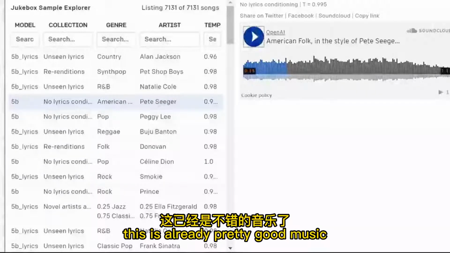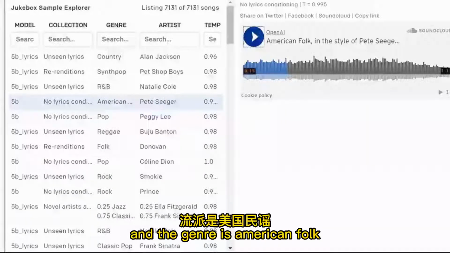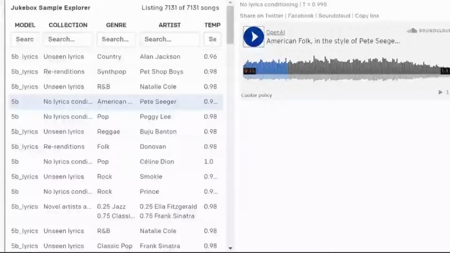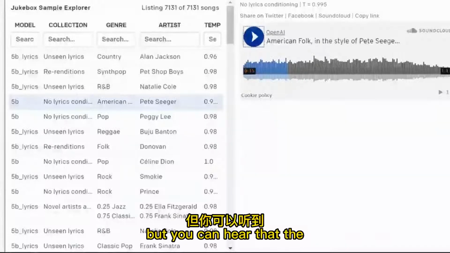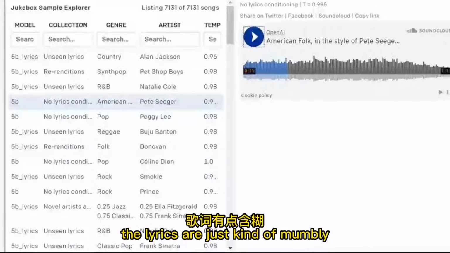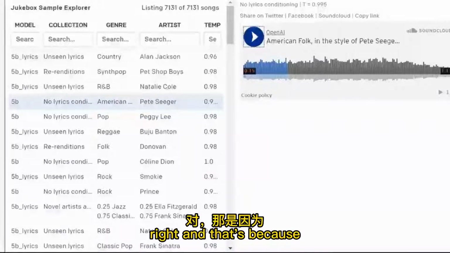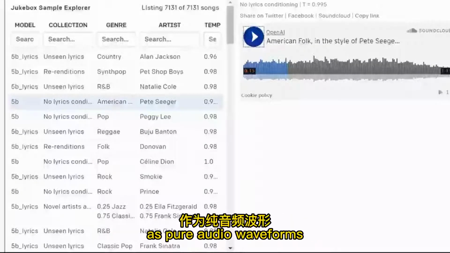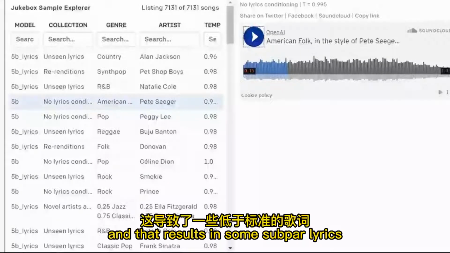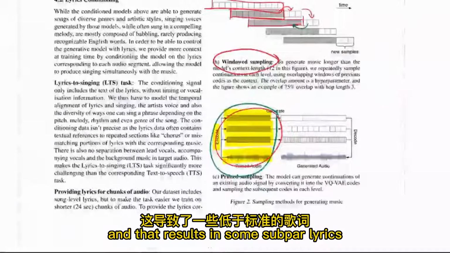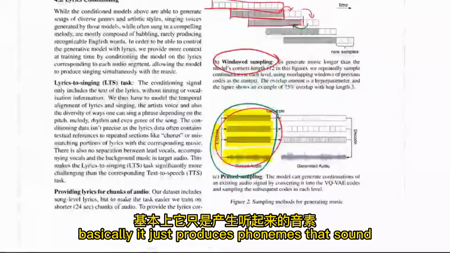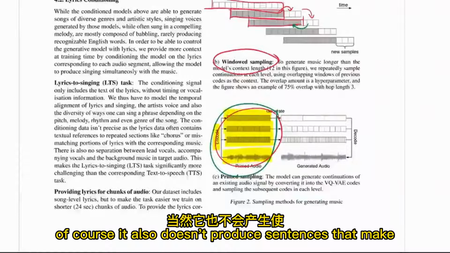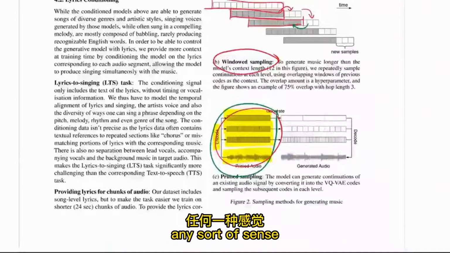As you can hear, this is already pretty good music, and the genre is American folk. The singer is Pete Seeger. This already sounds very authentic, but you can hear that the lyrics are just kind of mumbly, right? And that's because the model is basically asked to come up with lyrics as pure audio waveforms, and that results in some subpar lyrics. Basically, it just produces phonemes that sound like the singer. It doesn't produce entire words, and of course it also doesn't produce sentences that make any sort of sense.